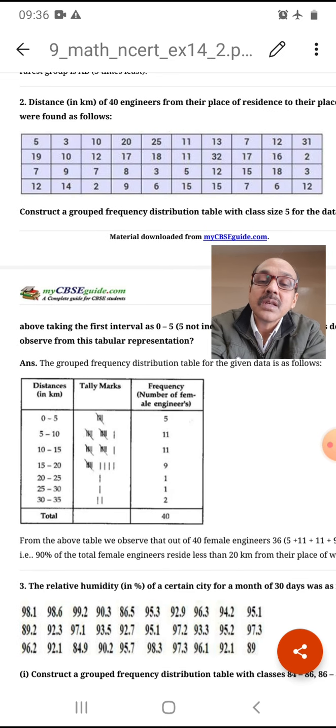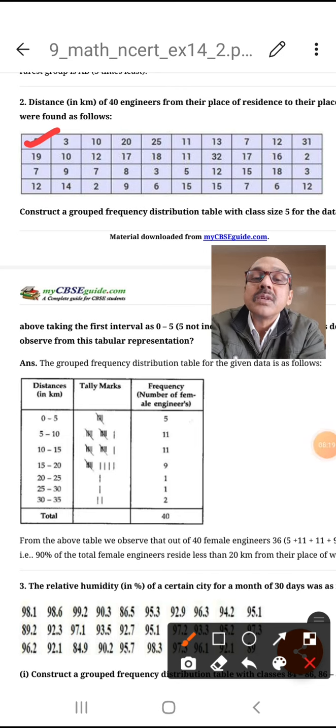Like this way you can count. And next one is 5 to 10. That means you have to see between 5, 6, 7, 8, 9. That means 10 is not included. So 5 to 9, start from 5.